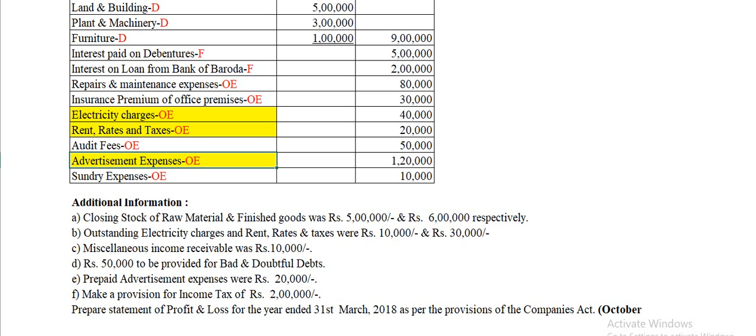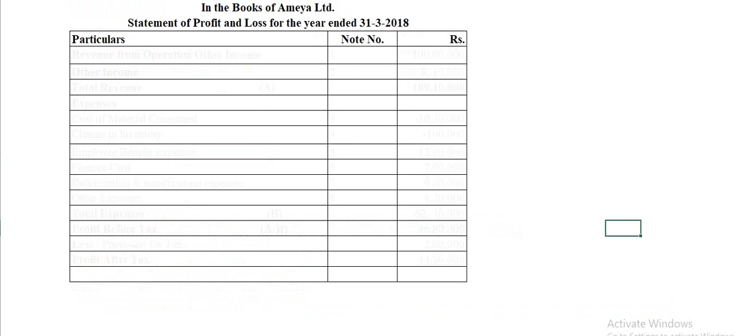And now the next thing is we have to prepare the profit and loss for the year ended 31st March 2018 as per the provisions of the Companies Act, and this belongs to October 2015 only, as I told you before. So now I am starting to solve the statement. First, in the income statement you have to go with the format. It is already given.